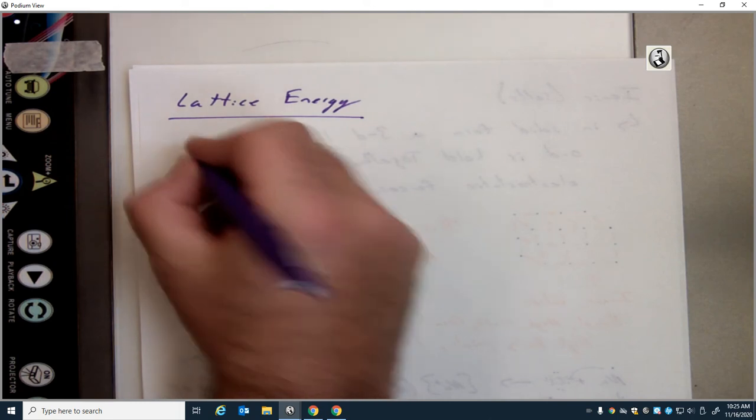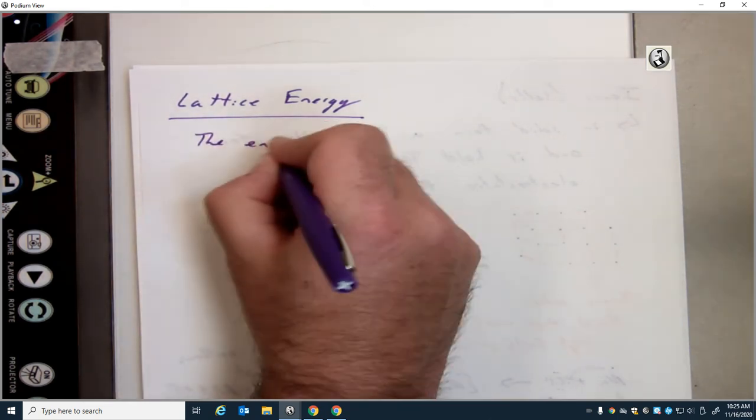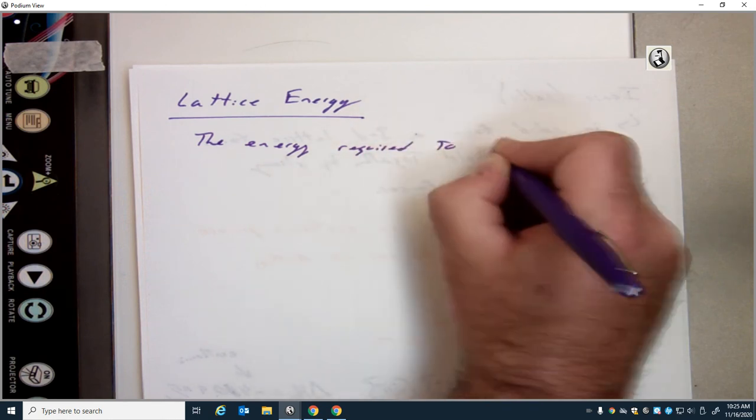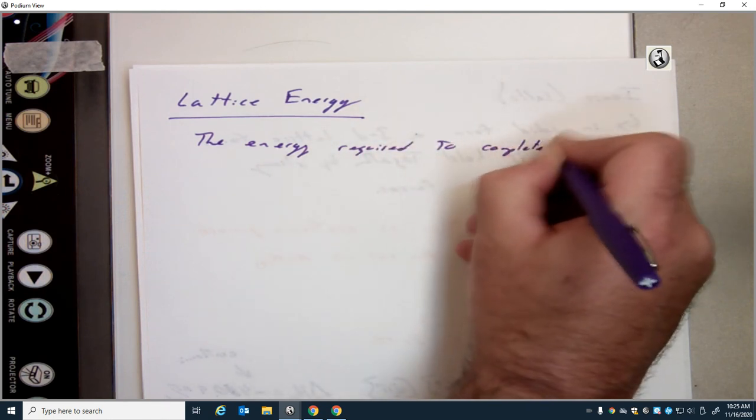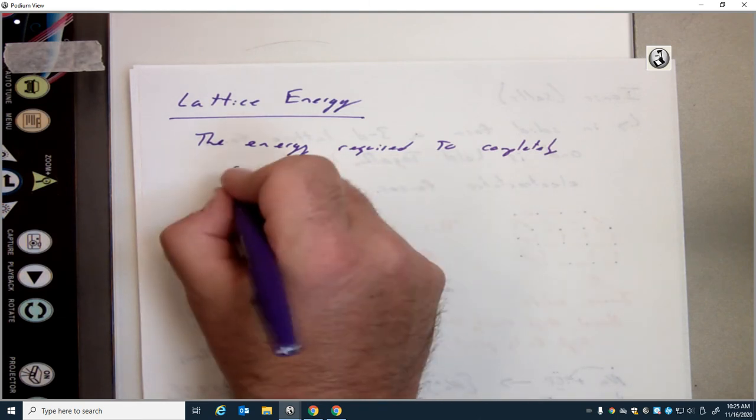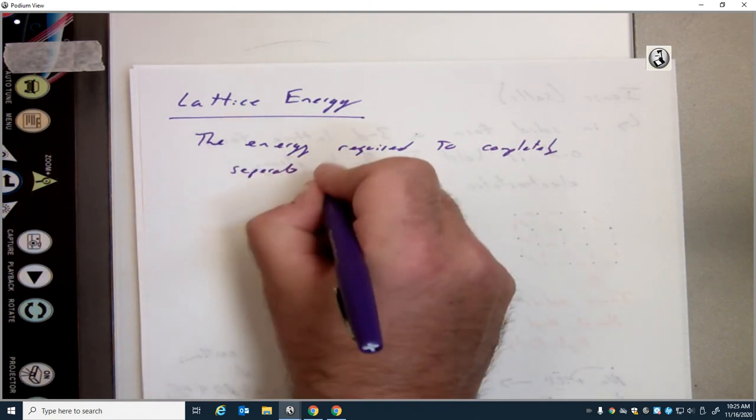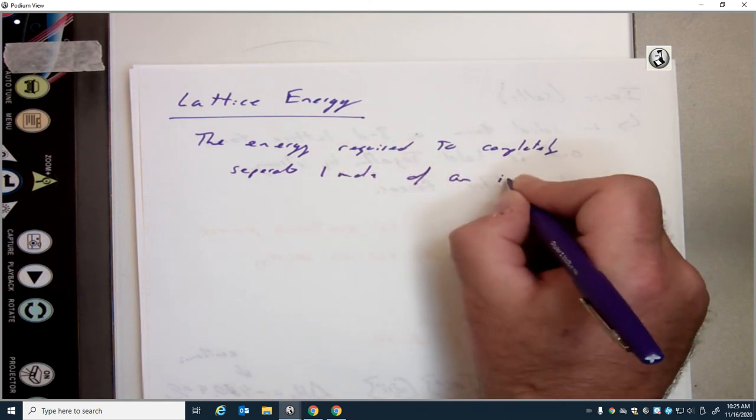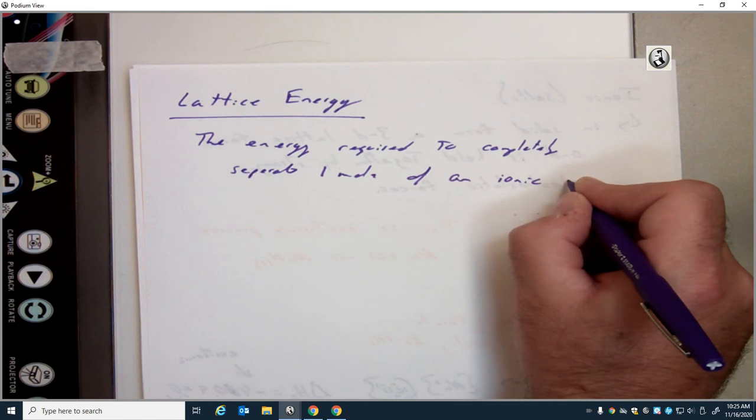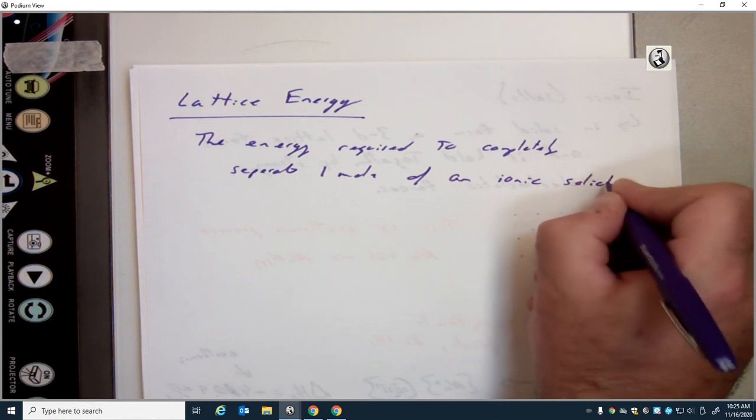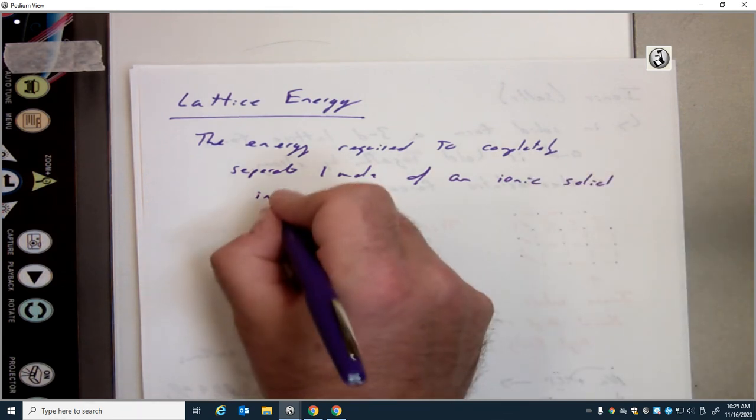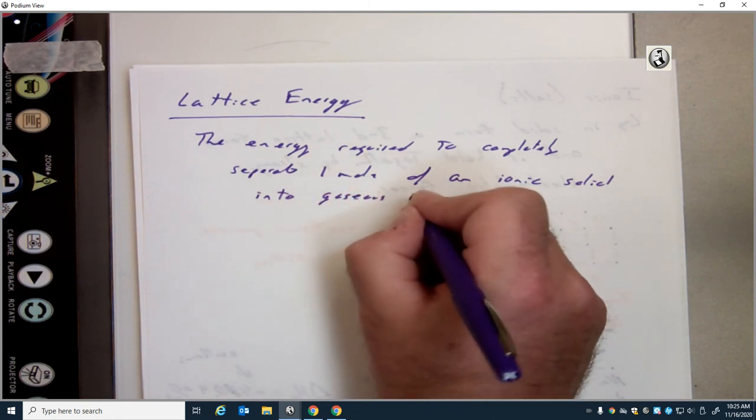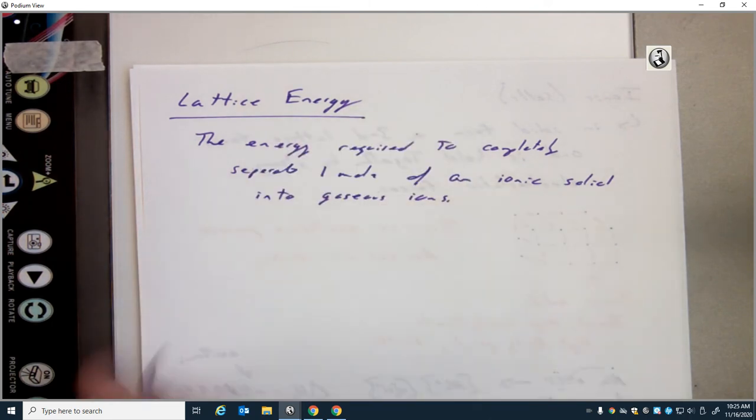So lattice energy is the energy required to completely separate 1 mole of an ionic solid into gaseous ions. Okay, that's how we define lattice energy.